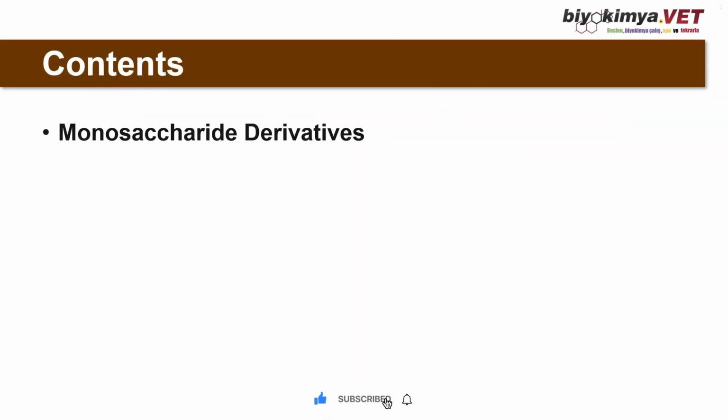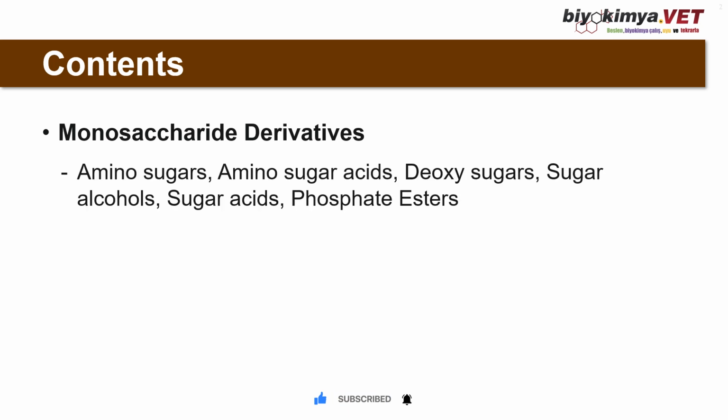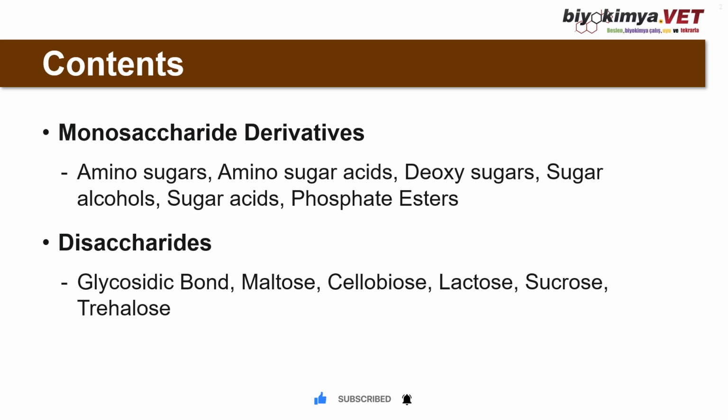The contents of Carbohydrates-II are monosaccharide derivatives, amino sugars, amino sugar acids, deoxy sugars, sugar alcohols, sugar acids, and phosphate esters. Then we continue with disaccharides, the glycosidic bond, maltose, cellobiose, lactose, sucrose, and trehalose. And at the end, oligosaccharides.